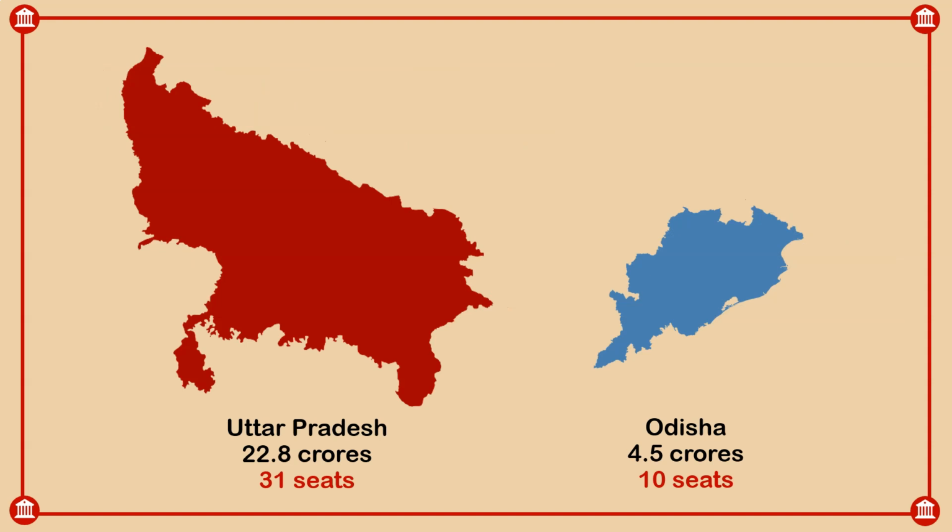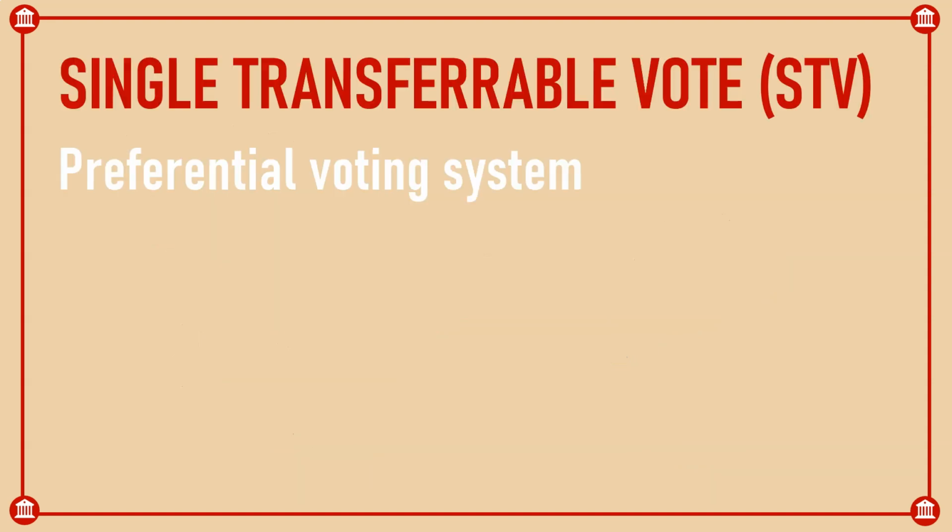For example, the state of UP has a population of 22.8 crores. It's the highest population in the country. That's why they have the highest number of seats, 31. Whereas Odisha has a mere population of 4.5 crores, and it reciprocates in terms of the number of Rajya Sabha seats, which is only 10. So normally all the general elections in India take place through the first past the post voting system. So whoever gets the most votes wins, and each person can only vote for a single candidate. Whereas Rajya Sabha elections take place through the single transferable vote (STV) system.